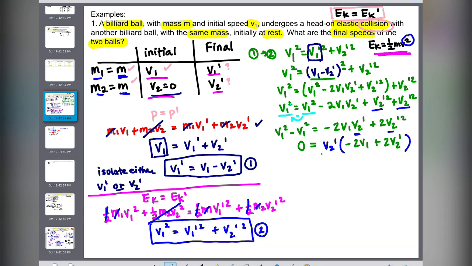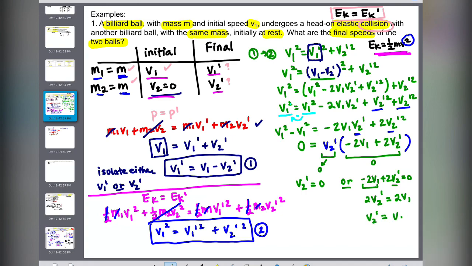So that means if anything here equals 0, it will make the whole term 0. Or if this equals 0, it will make that whole term 0. So that means I have two solutions. If v2 prime equals 0, or negative 2v1 adding 2v2 prime equals 0, solve for your v2. So bring the minus 2v1 to the other side. So I have 2v2 prime equals positive 2v1. Divide both sides by 2. v2 prime equals v1.